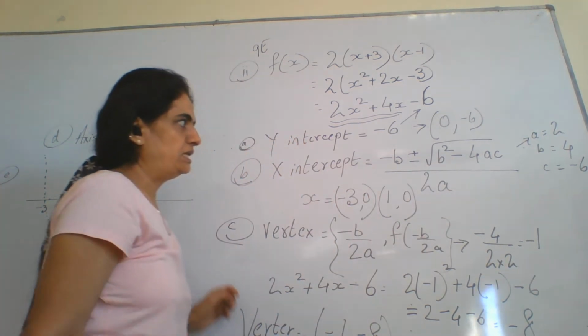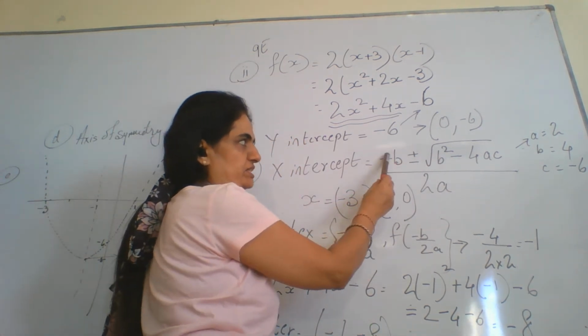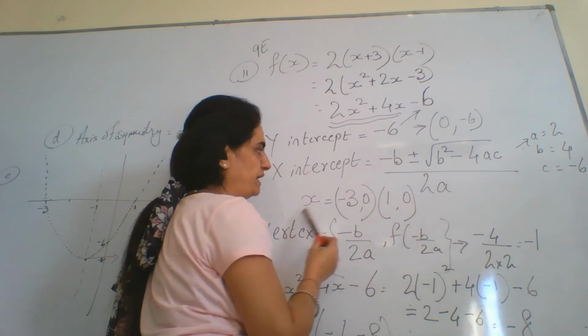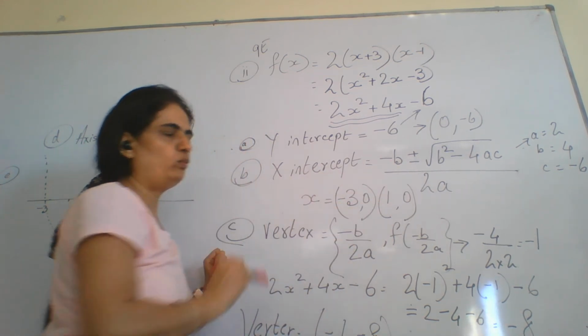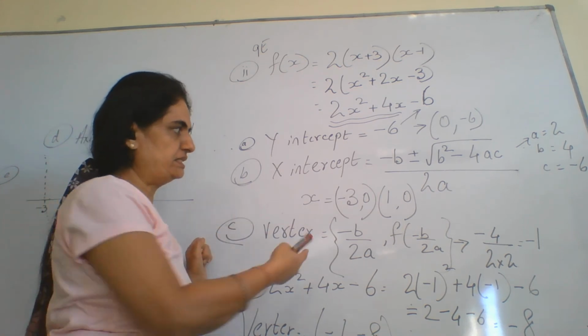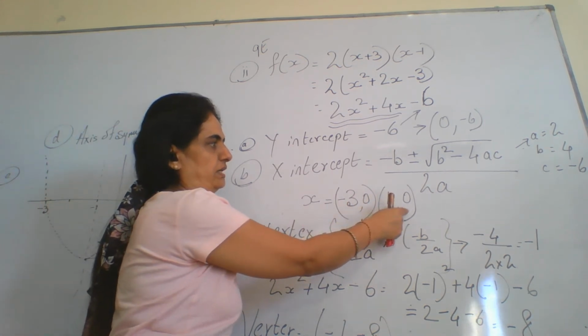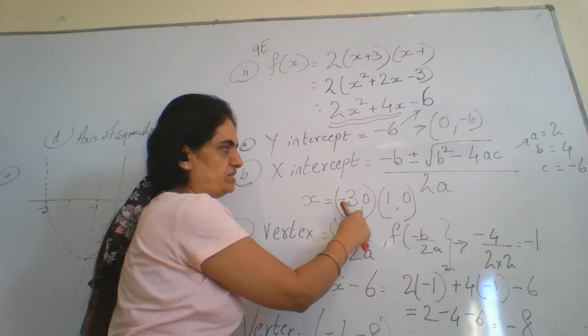For x-intercepts, use this formula where a is 2, b is 4 and c is minus 6. So plus and minus, first you put it as a plus, then you put it as a minus. When you do so, you will get the answers as minus 3 and 1.